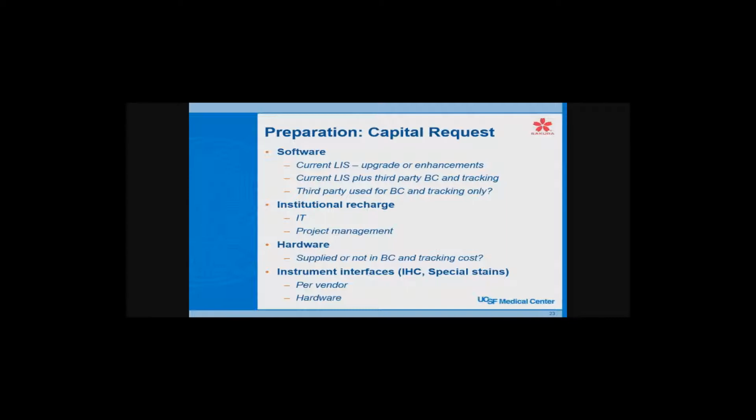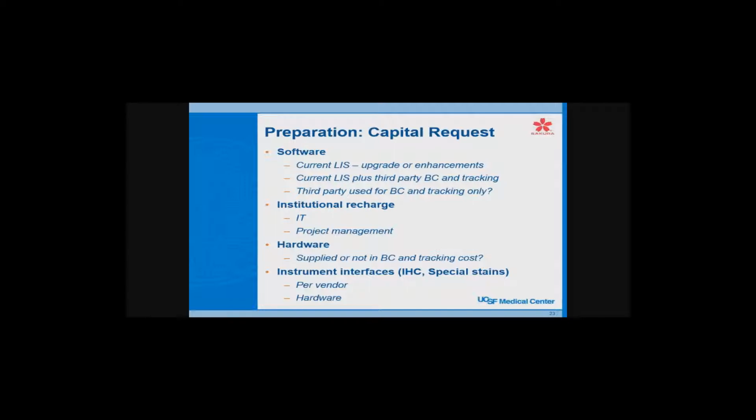I went through the capital request, the money side of it, and touched on the idea of whether you would use your own vendor, your current LIS vendor, or a third party. So this slide is some of the things to think about when you're doing the capital request. On the software side, with your current system, you could upgrade, or you may do enhancements to implement it. Or your current LIS plus a third party, or a third party where all you do is the barcoding and tracking within the laboratory. Some places are doing that. They just pass off to the lab, and the lab tracks it only within the laboratory.